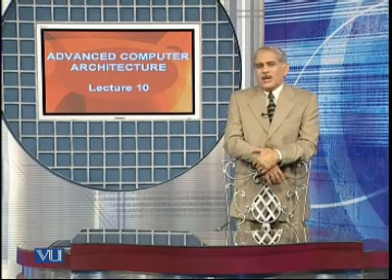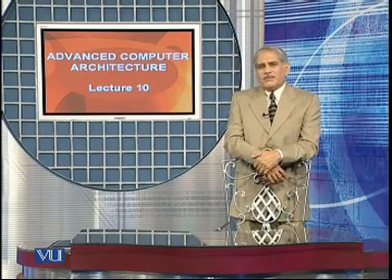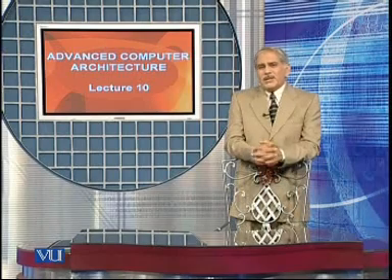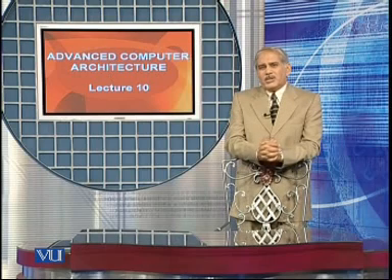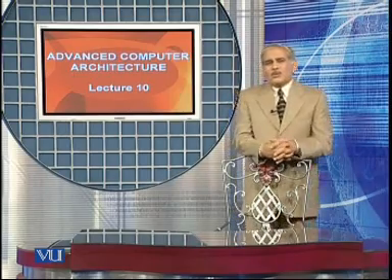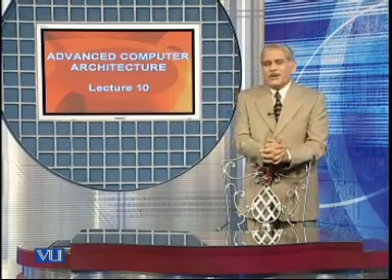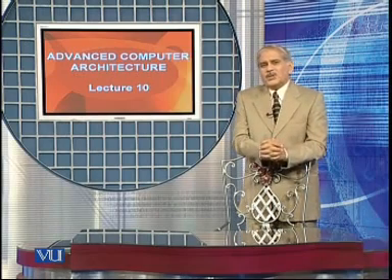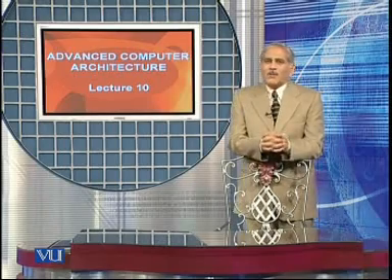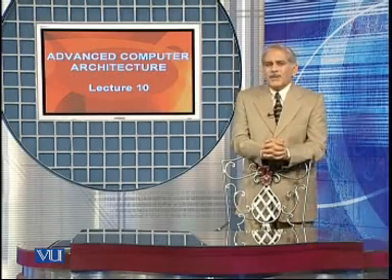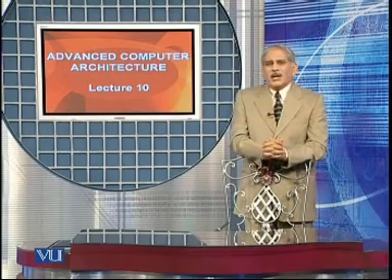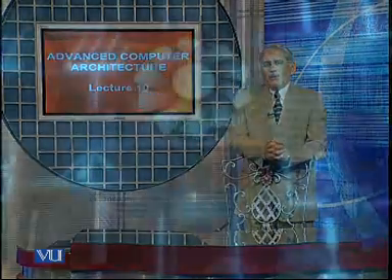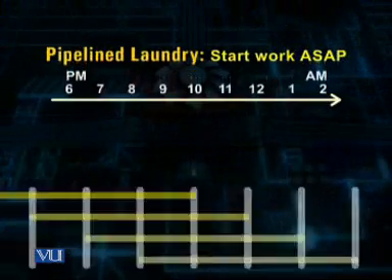Both these units take 30 minutes to complete their operation. After 30 minutes, when the first load has been dried and the second load has been washed, the dried load is handed over to the folder, and the dryer is available for the second load. The second load from the washer is transferred to the dryer, and now the washer is free for the third load. So the third load is placed in the washer, and all three operations now start simultaneously.